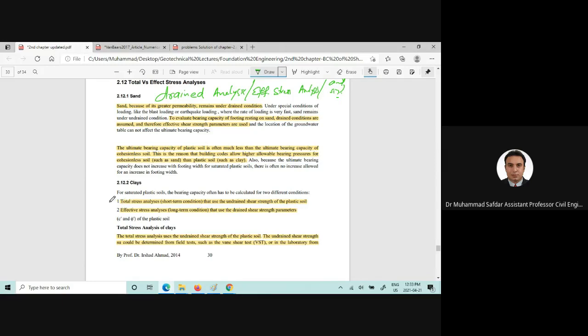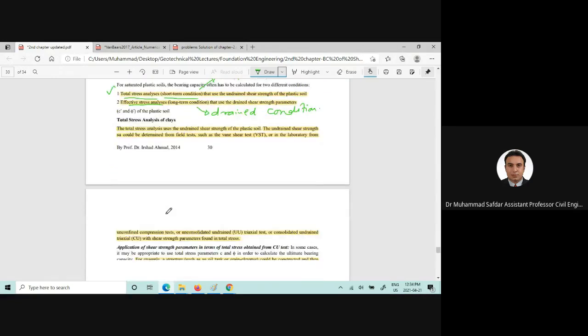Now for clays, we need to perform the total stress analysis, which is the short-term condition, also known as the undrained condition. And for the long term, this one is the drained condition.